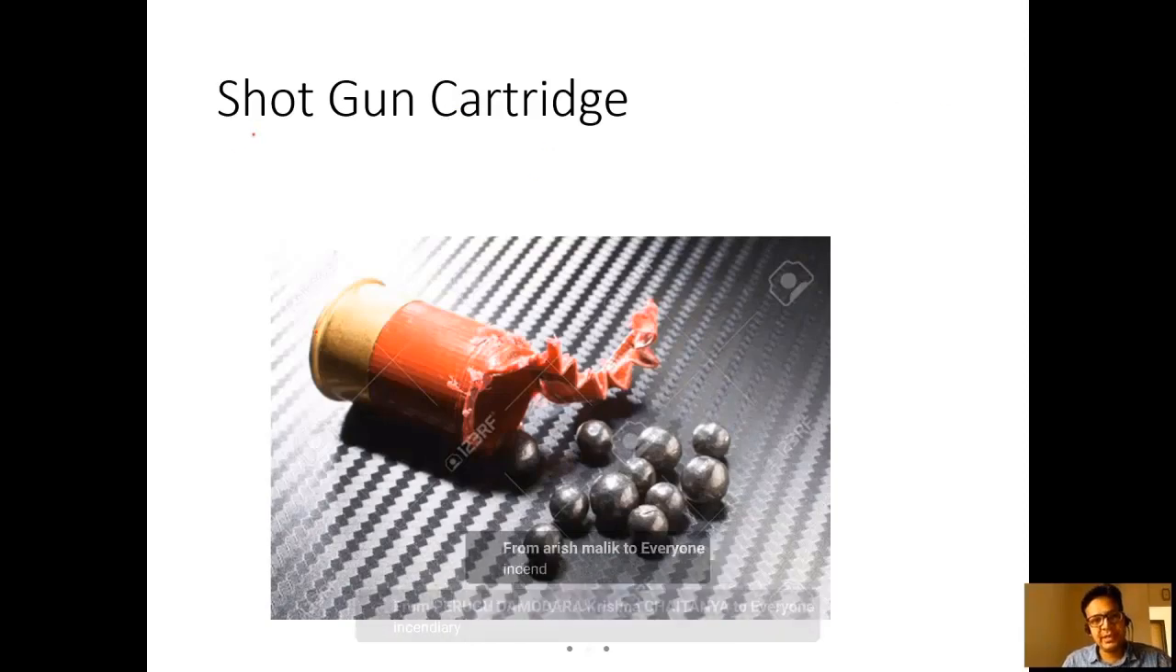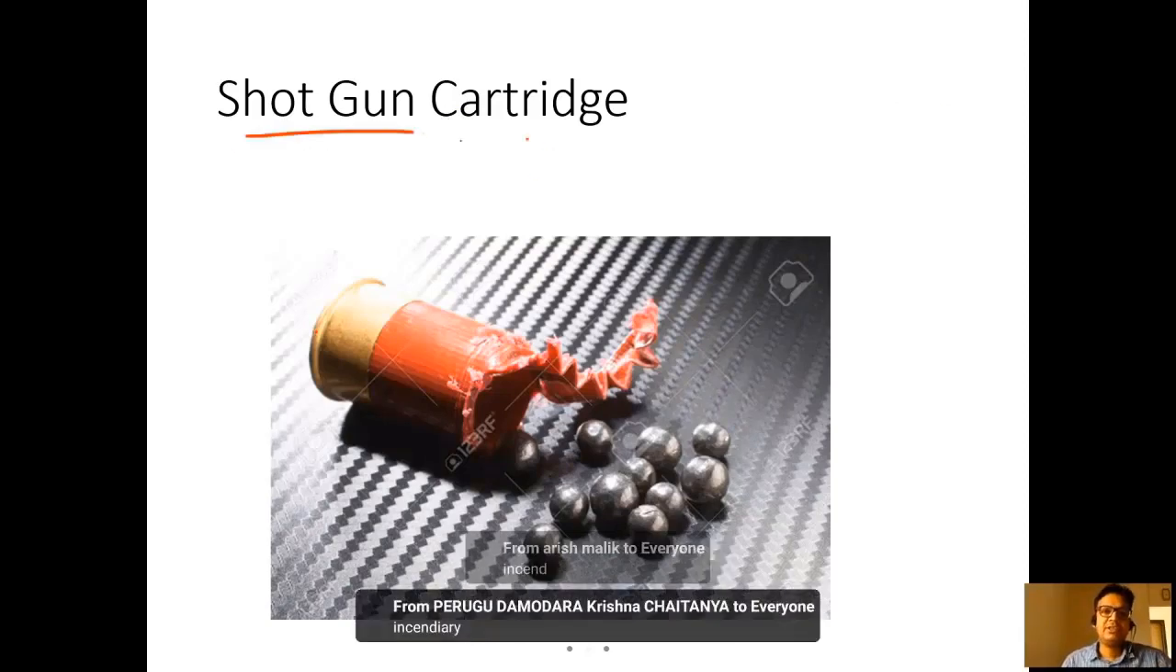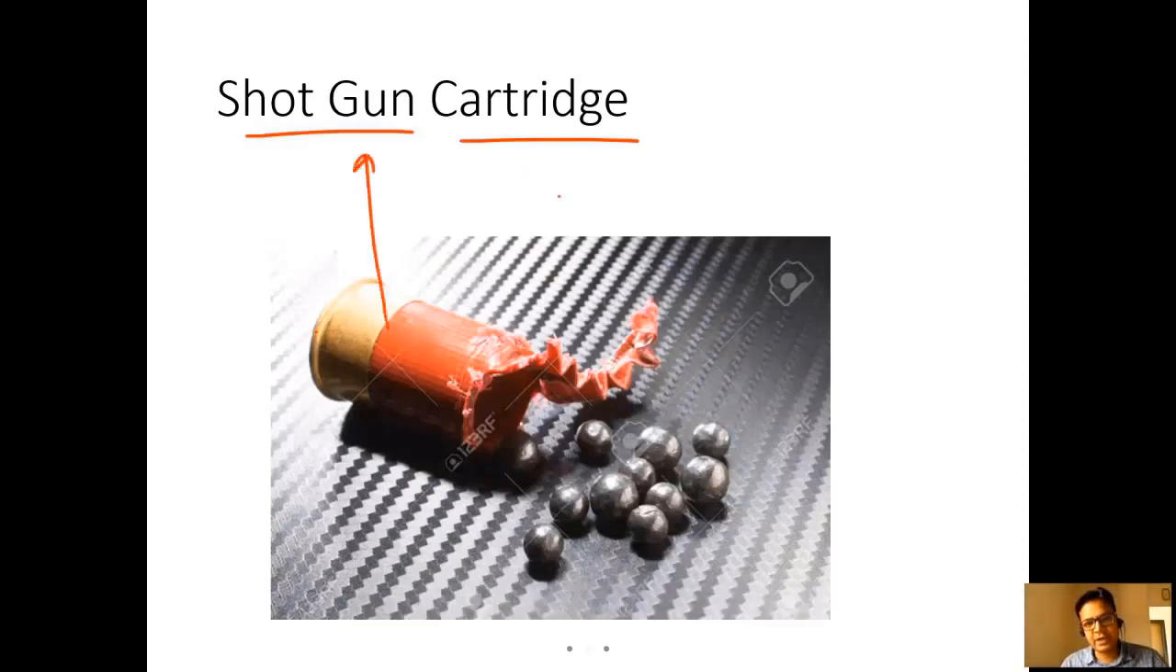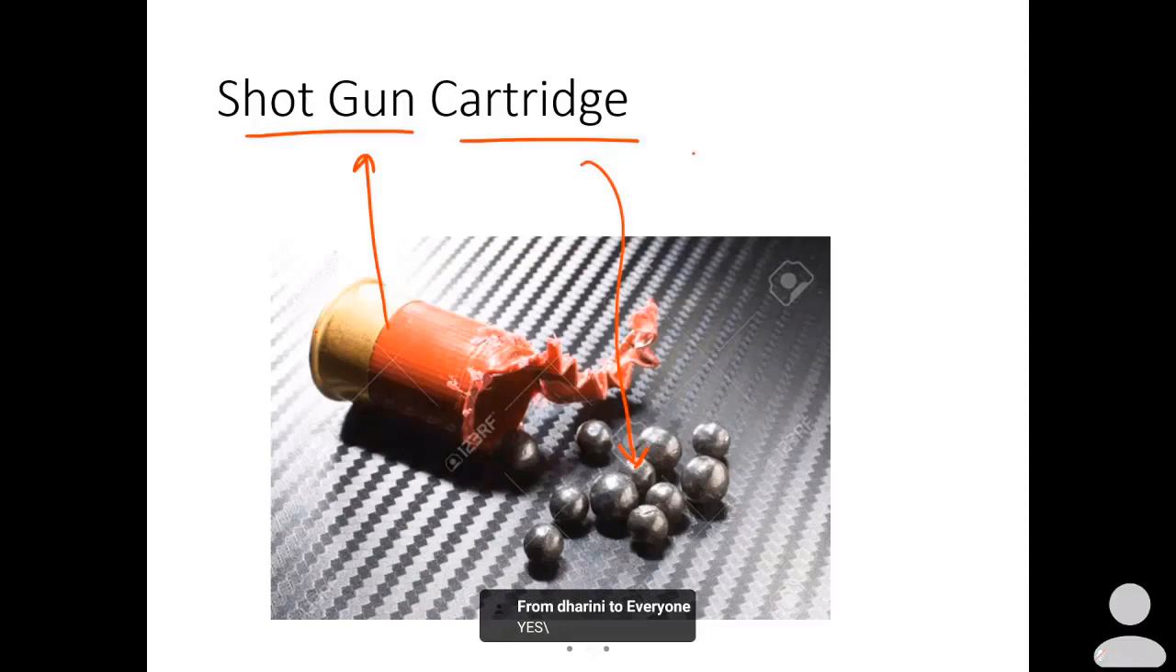Can you see the picture? Yes, shotgun cartridge. I told you, this is a cartridge of shotgun. These are the pellets. Can you see the picture? Yes, okay. This is shotgun cartridge. Okay, no issue.